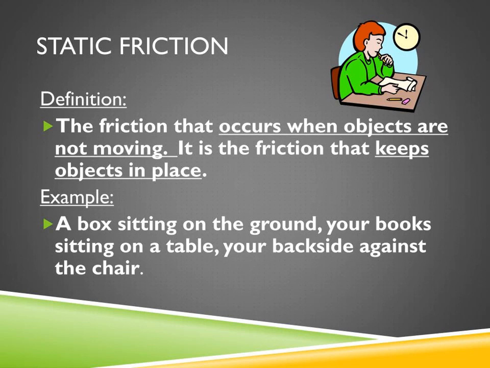What is static frictional force? The friction that occurs when the objects are not moving. It is the friction that keeps objects in place. See the picture in the table, there are pictures, isn't it? So, it is the friction that keeps the object in a certain place. When the objects are not moving, at that time static friction happens. Example, a boy sitting on the ground, your book sitting on the table, your backside against the chair. They are not moving, they are sitting in the same place. That is called static friction.